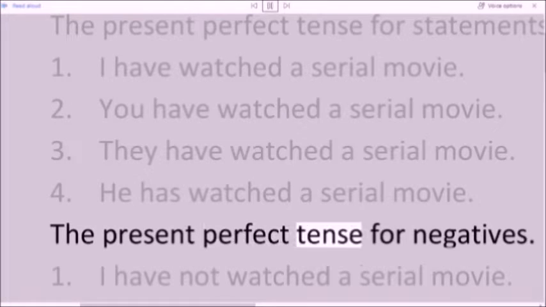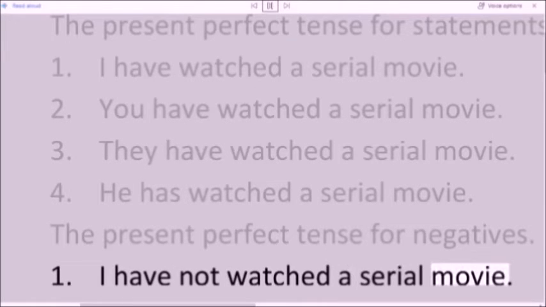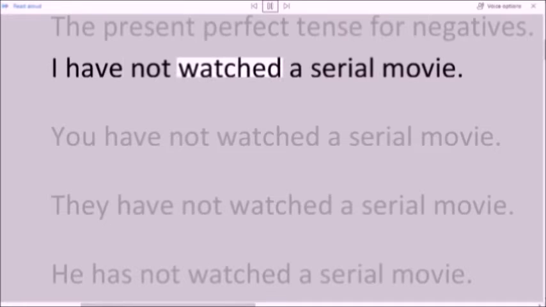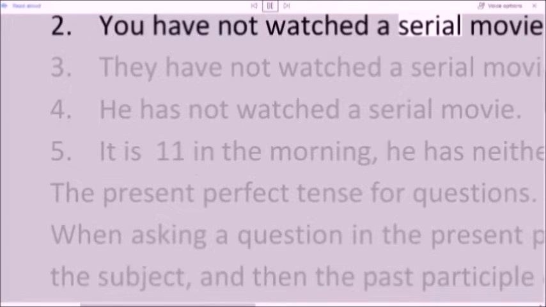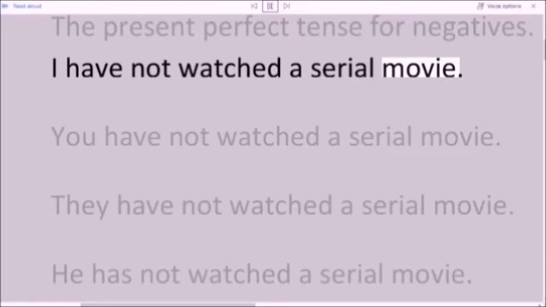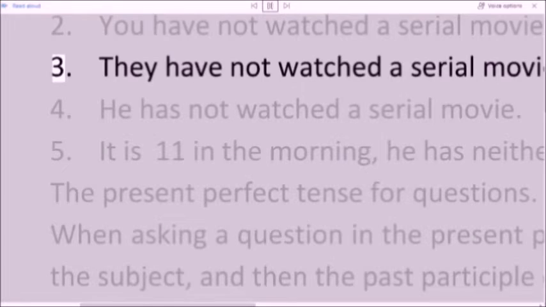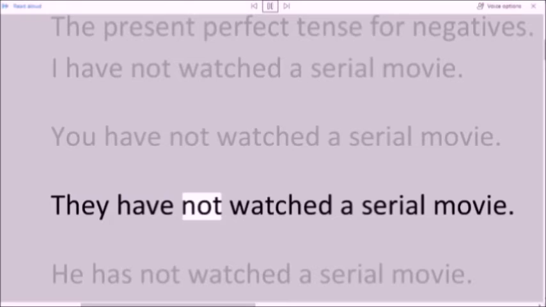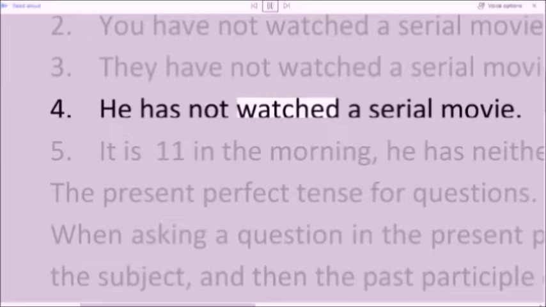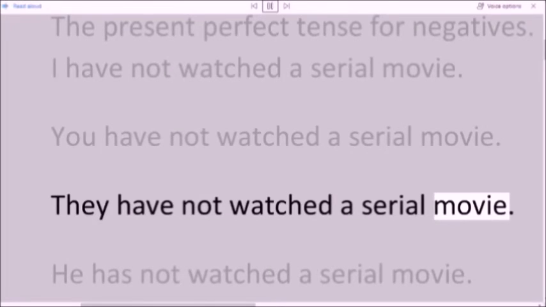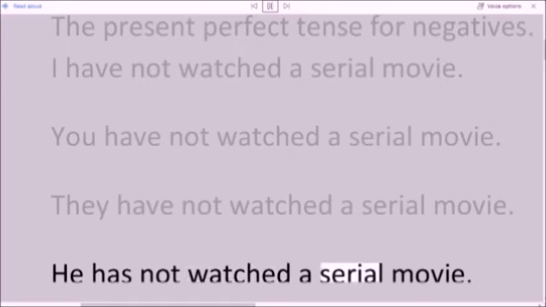The present perfect tense for negatives. 1. I have not watched a serial movie. 2. You have not watched a serial movie. 3. They have not watched a serial movie. 4. He has not watched a serial movie.